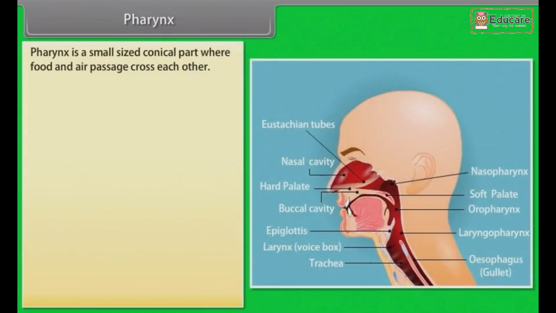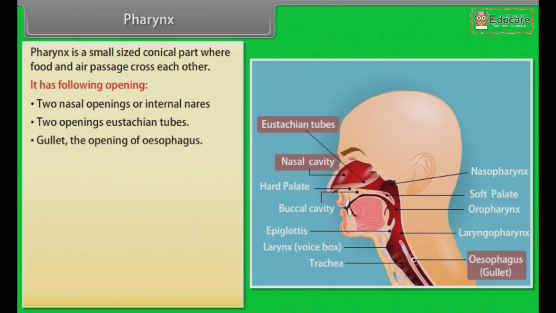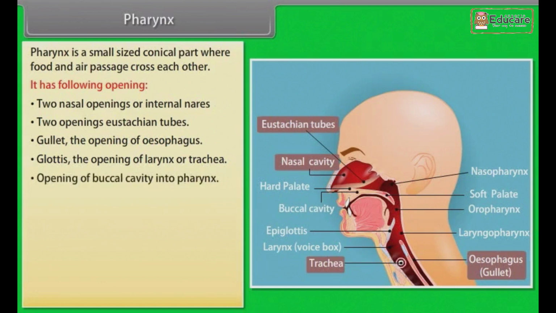Pharynx. The pharynx is a small-sized conical part where the food and air passages cross each other. It has the following openings: two nasal openings or internal nares, two openings of the eustachian tubes, the gullet, the opening of the esophagus, the glottis, the opening of the larynx or trachea, and the opening of the buccal cavity into the pharynx.